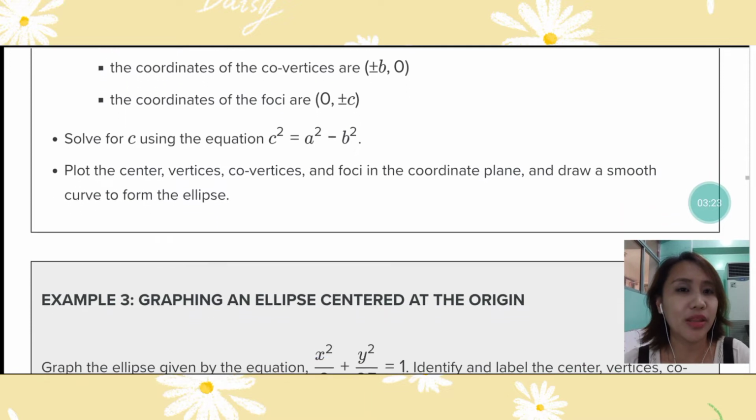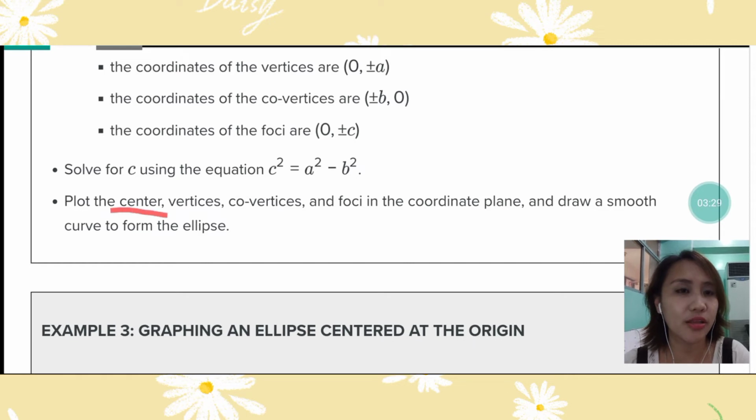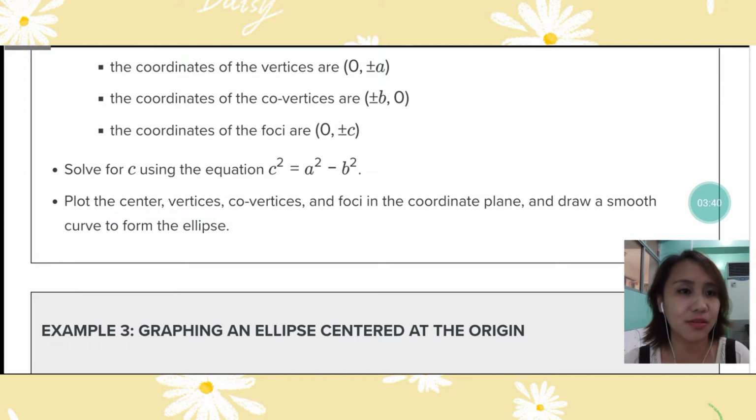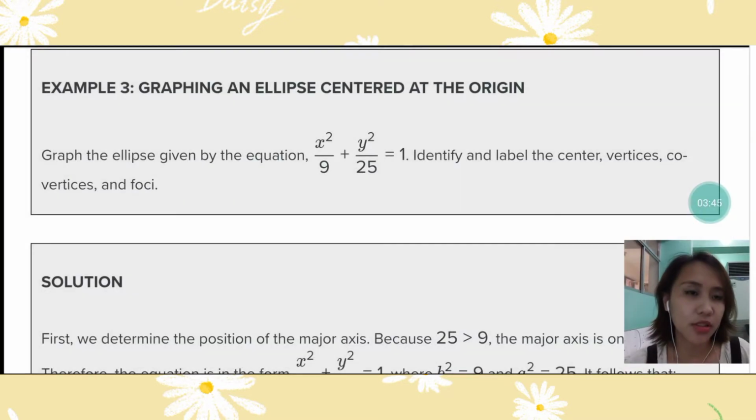After knowing that, all you need to do is plot the center, then the vertices, the co-vertices, and the foci in the coordinate plane, and draw a smooth curve to form the ellipse. Example: graph the ellipse given by the equation x squared over 9 plus y squared over 25 is equal to 1. Identify and label the center, vertices, co-vertices, and foci.